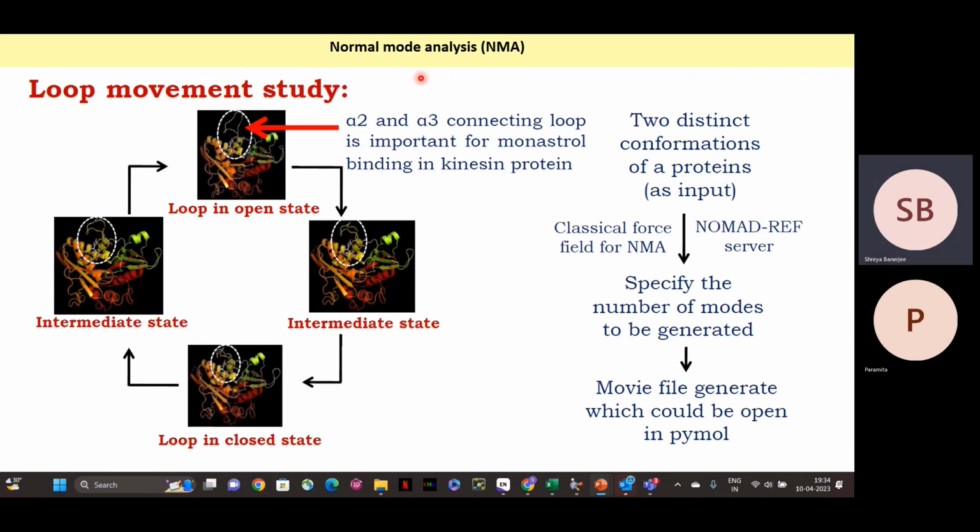Using this normal mode analysis, you can also study the movement of the loop. So this is a protein in which there are two distinct conformations. One in which this loop is open and is ready for binding, and another in which the loop is closed. So how this loop is going from open to partially open to closed, and again slowly opens, how this motion of the loop occurs during binding of the protein, can also be studied using this normal mode analysis.